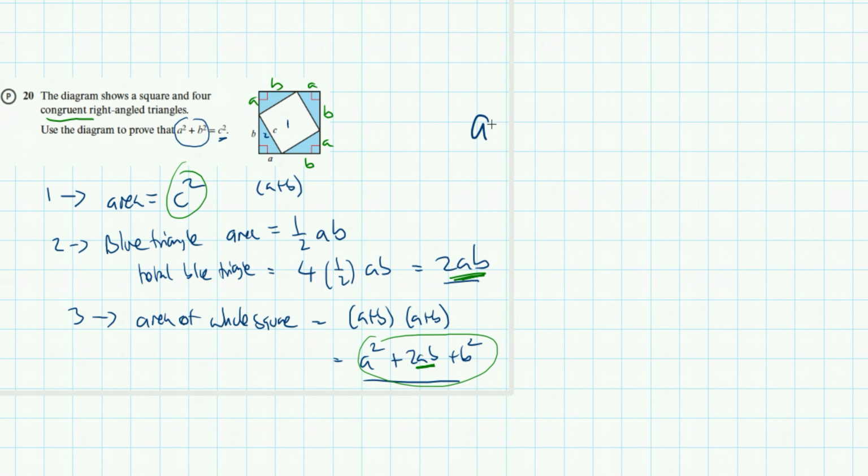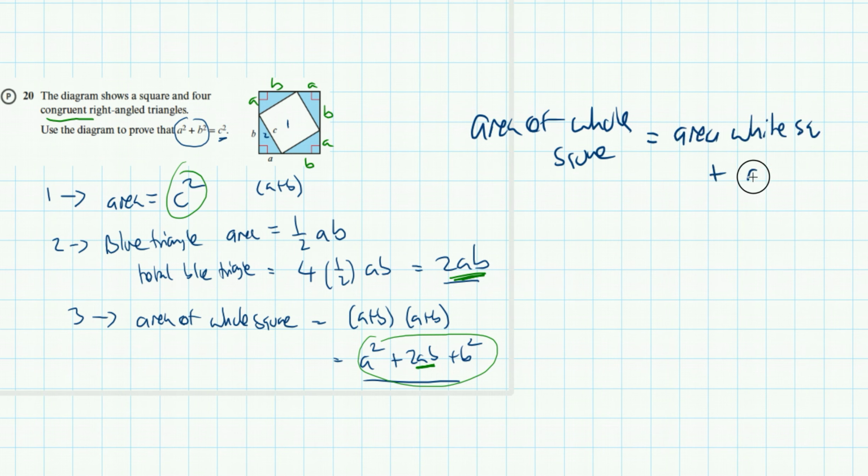Well, we know that the area of the whole square must equal the area of the white square plus the area of the blue triangles. So the area of the four blue triangles, we could say. So the area of the whole square is equal to c squared. No, sorry, it does not. That's a mistake. The area of the whole square is equal to a squared plus 2ab plus b squared.